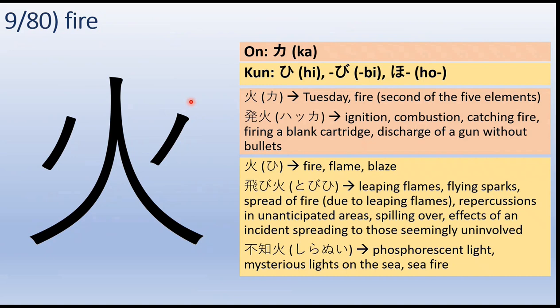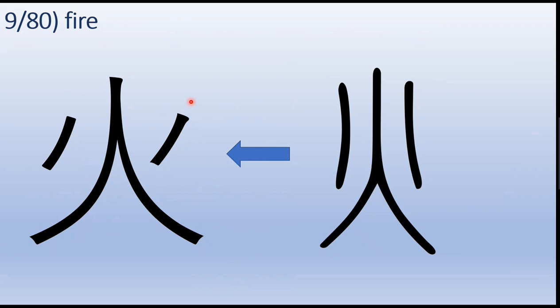We have Tobihi, meaning leaping flames, flying sparks, spread of fire due to leaping flames, repercussions in unanticipated areas, spilling over, effects of an incident spreading to those seemingly uninvolved. And we have Shiranui. Shiranui means phosphorescent light, mysterious lights on the sea, that is the sea fire. So you can see there is a diverse kind of words that can be formed using this radical. This is a radical and this is the stroke order. And this is from where it has come. So it is very much clear that it represents fire.